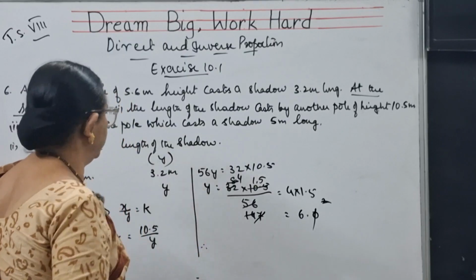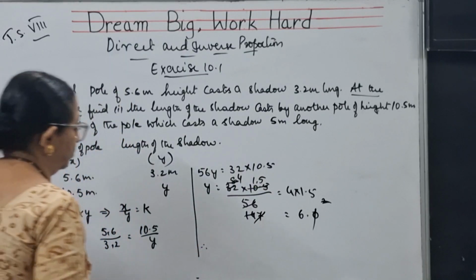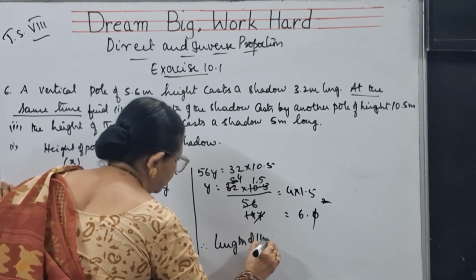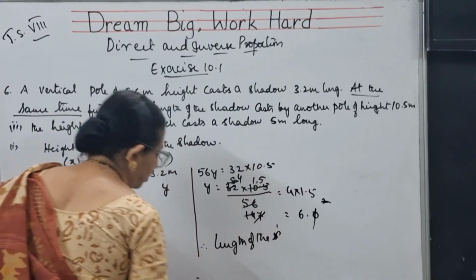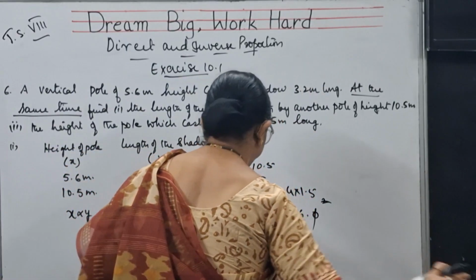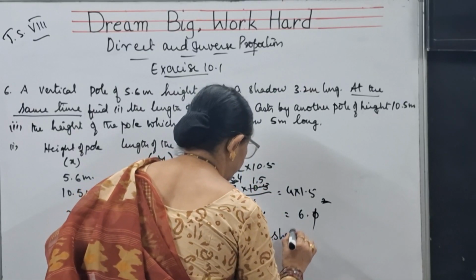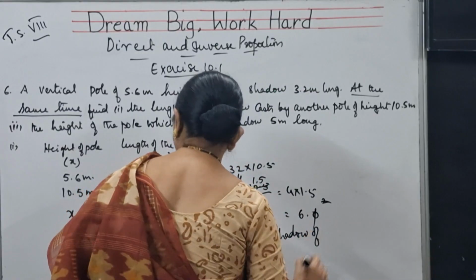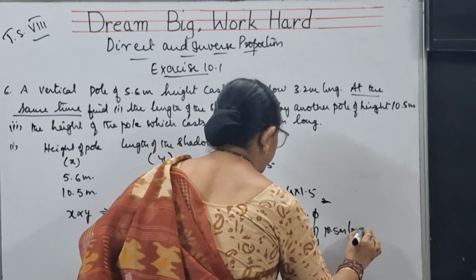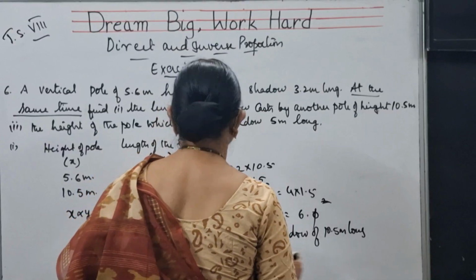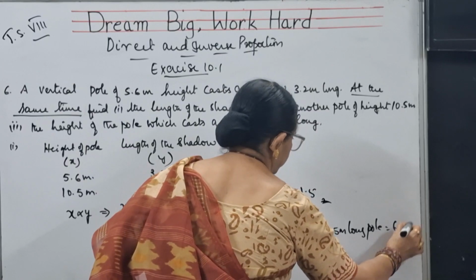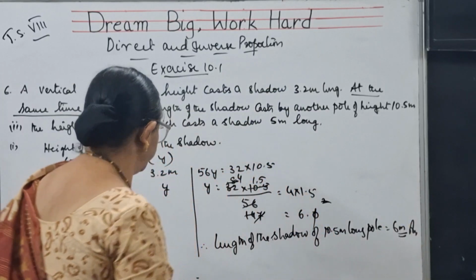Therefore, the question is what? Find the length of the shadow. Therefore, the length of the shadow of the 10.5 meters long pole is equal to 6 meters. This is the answer for the first bit, children.